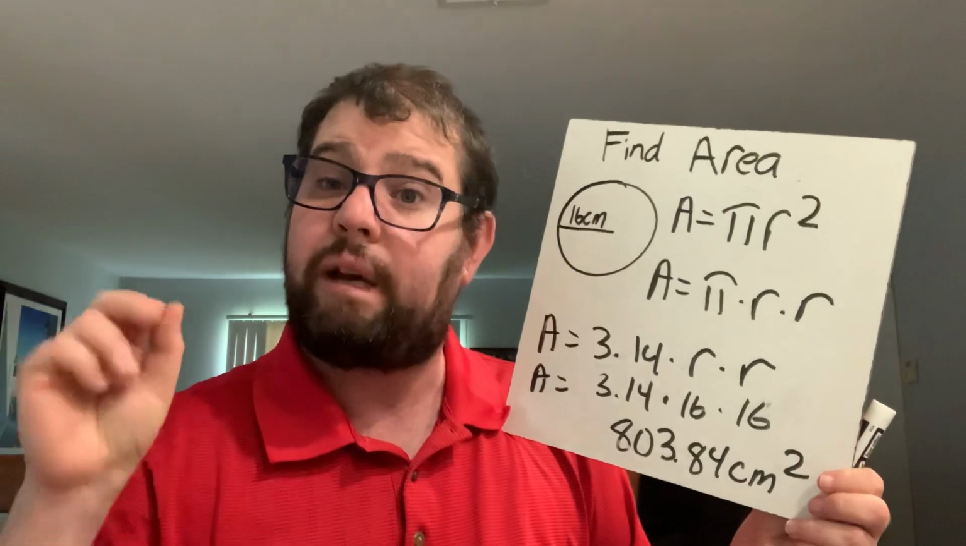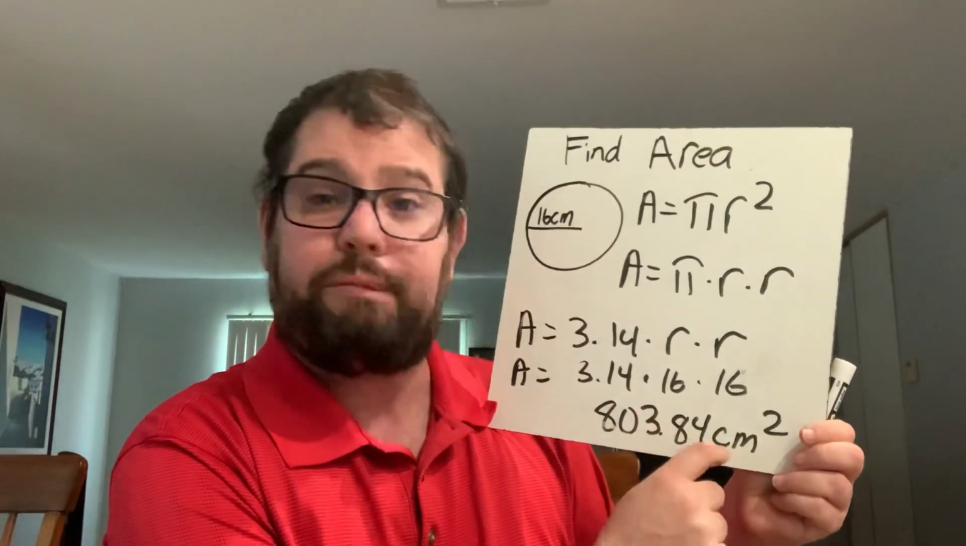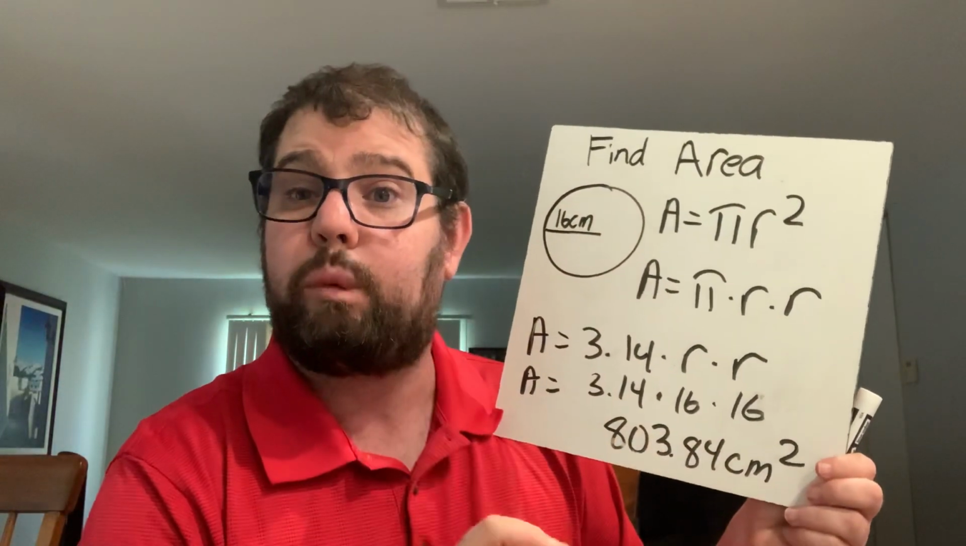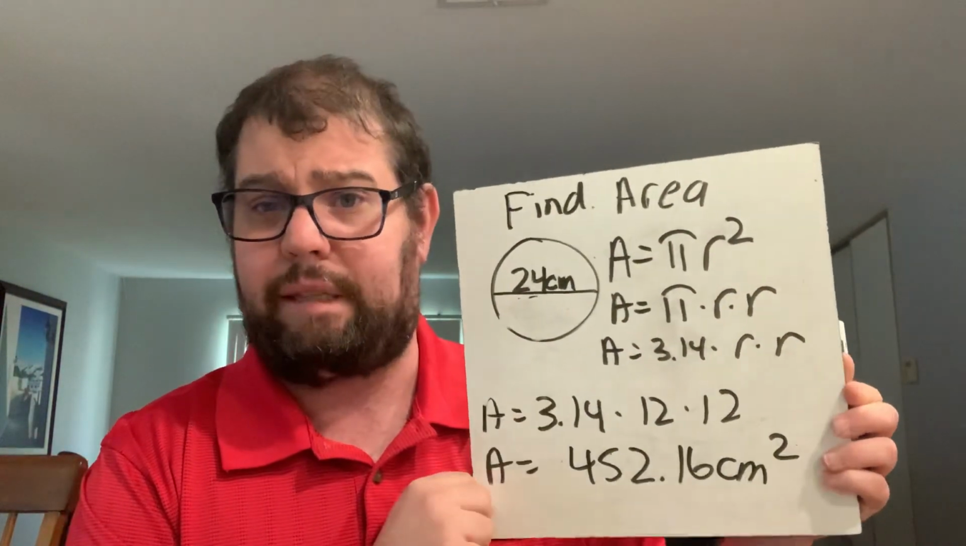Yes, that's right. We have to remember, anytime you find the area, you're going to square the ending point. 803.84 centimeters squared. Don't forget to label correctly. So those problems are kind of easier for most of you. Where we have some trouble, again, is when I give you the whole line.